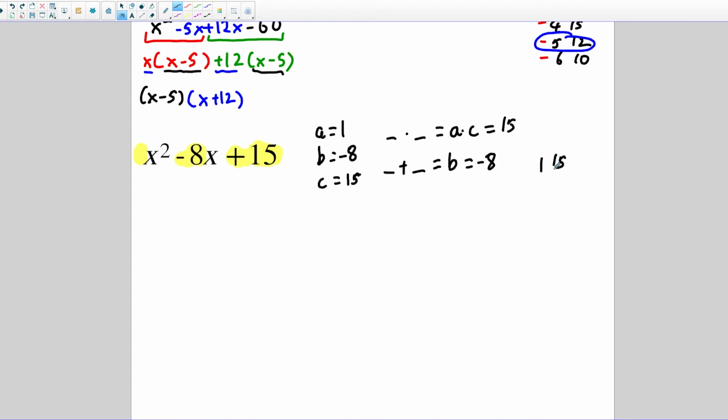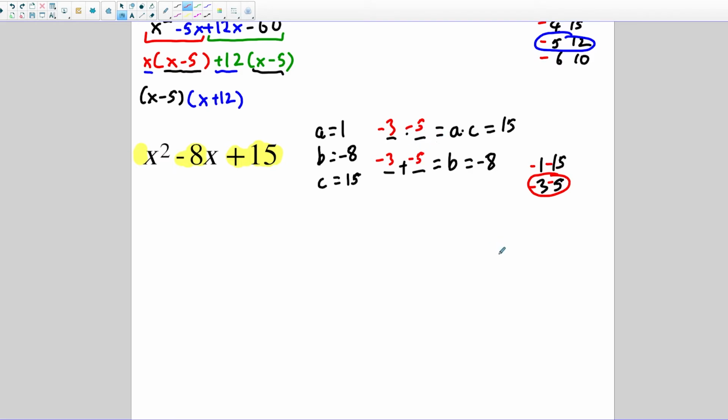I list each of my factor pairs, 1 times 15 and 3 times 5. Since my product is positive and my sum is negative, the only way I can have a positive product is if both numbers are positive or if both numbers are negative. So this means that both of my numbers in this case have to be negative, and the only one that matches up with both a product of 15 and a sum of negative 8 are the numbers negative 3 and negative 5.